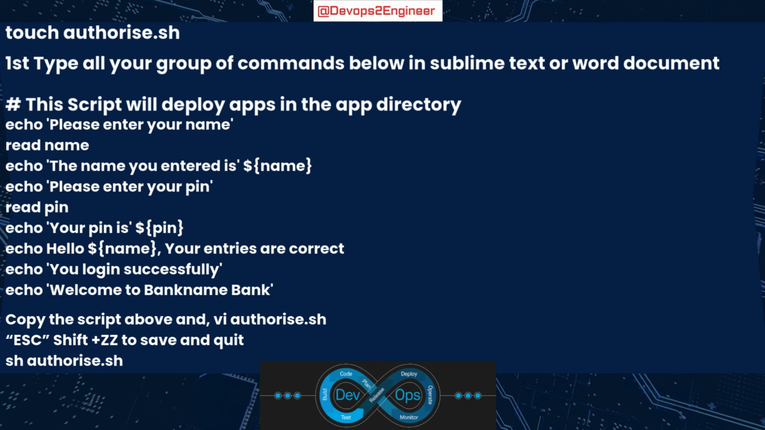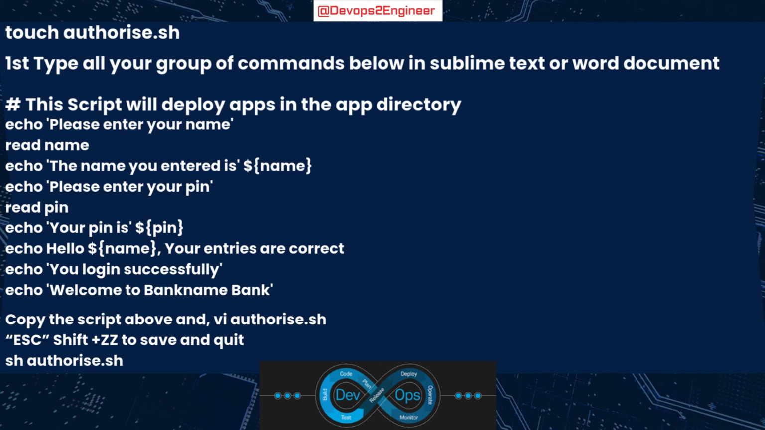Then you're going to write: hashtag, this script will deploy apps in the app directory. Echo, please enter your name, read name. Echo, the name that you entered is $name. Echo, please enter your PIN. Read PIN. Echo, your PIN is $PIN. Echo, hello $name. Your entries are correct. Your logins are successful. Welcome to bank name bank.